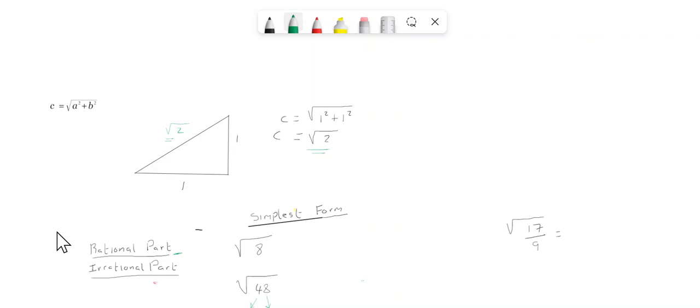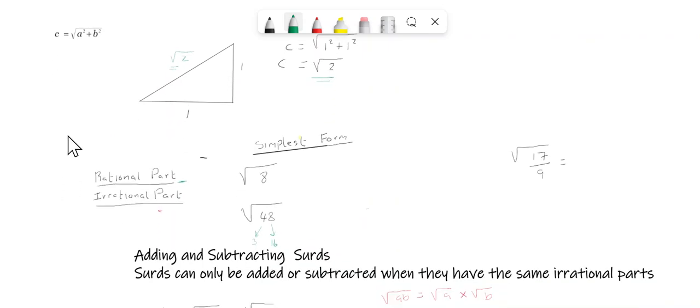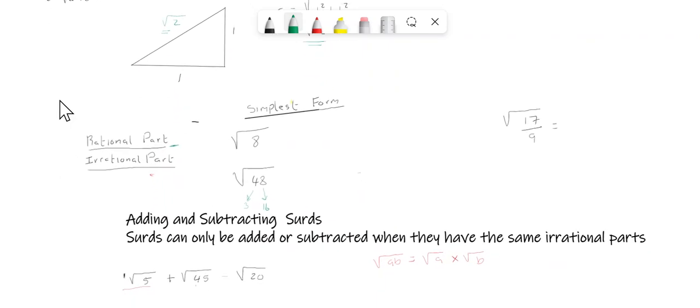So what we can do then is take surds and simplify them. And when we simplify them, they have two parts. They have what's called the rational part and the irrational part, and we'll talk about this. So the rules in relation to working with surds.